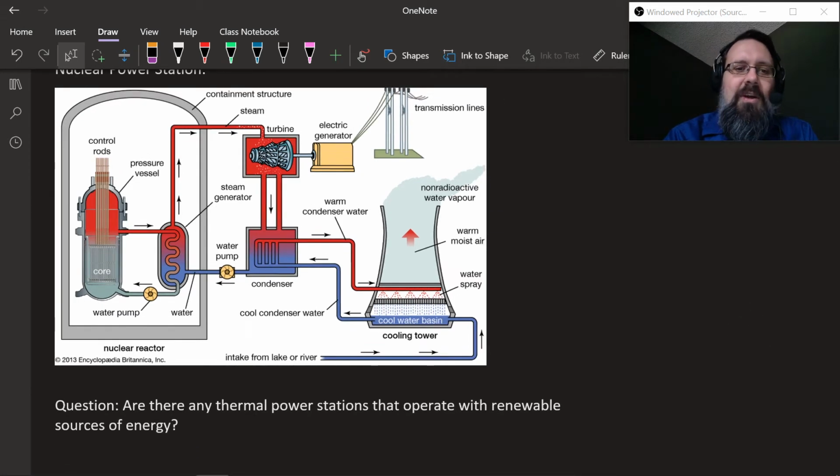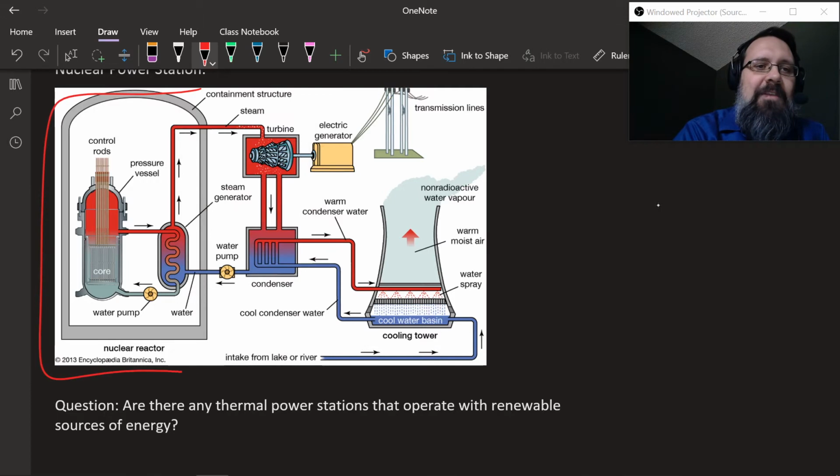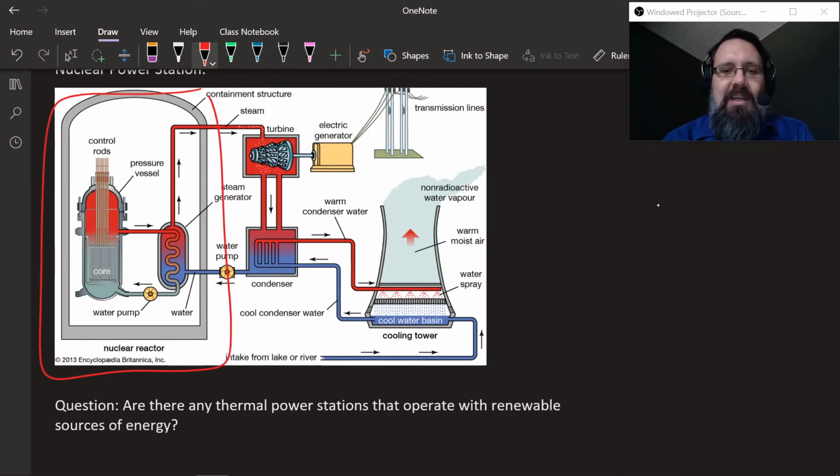Here's a question for you guys: are there any thermal power stations that operate with renewable sources of energy? Can you think of any where this left half of the picture is a renewable energy source? Can you guys think of any?